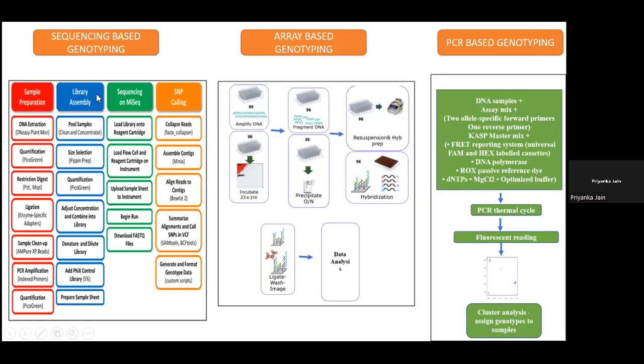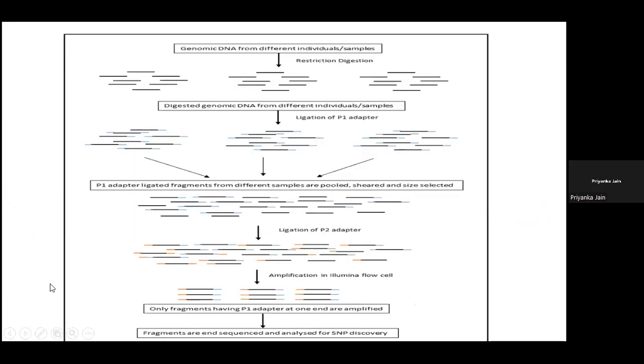So what are the steps in sequencing-based genotyping? First is sample preparation. During sample preparation, DNA extraction is done. After DNA extraction, its quantification takes place. Then restriction digestion of that DNA takes place. Then the ligation, after restriction digestion.